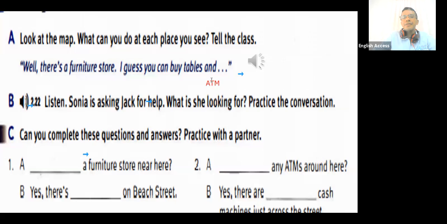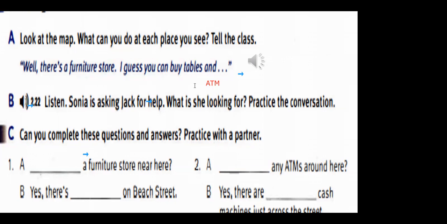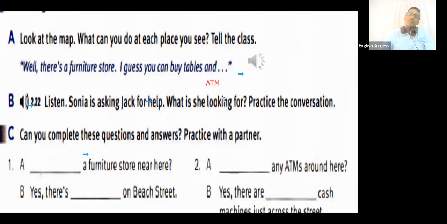Does anybody know the meaning of this acronym, ATM? No. We have ATMs in the shopping malls, in stores, at the bank, in the banks, etc. It's automatic teller machine. You know, in a bank, we call teller the person who is there. We don't call them cashier. Cashier is a synonym to teller, but teller is for banks.